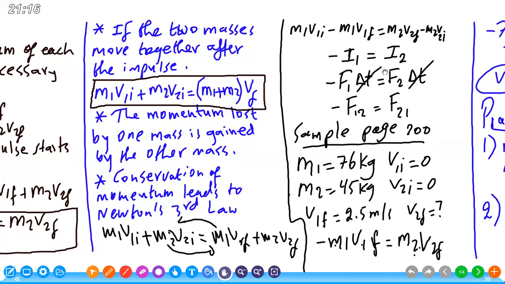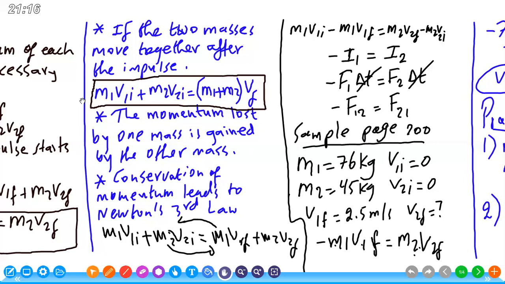The impulse will happen in the same time interval, so we can cancel the time interval. So we are going to get minus F1 on 2 is equal to F2 on 1, which is Newton's third law. So starting from conservation of momentum, I can reach Newton's third law.